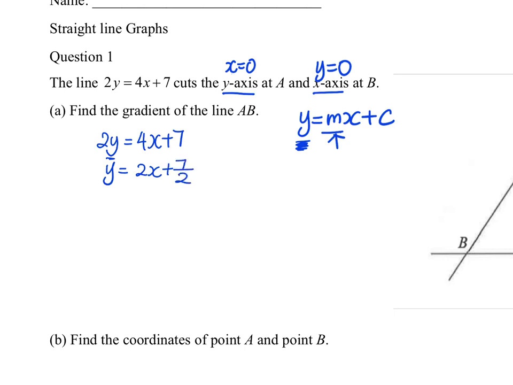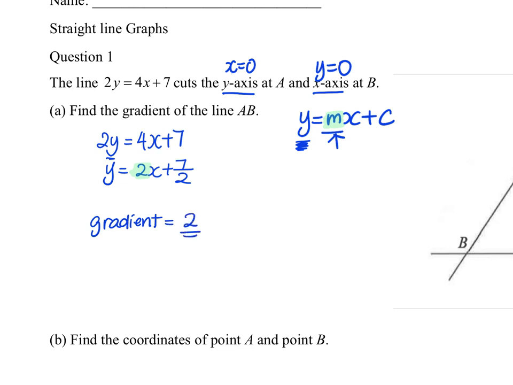Then you match this with y equals to mx plus c. m is the number in front of the x term, so the number of units of x. So the gradient m is equals to the number 2. So in this case, the gradient of the line AB will be equals to 2.